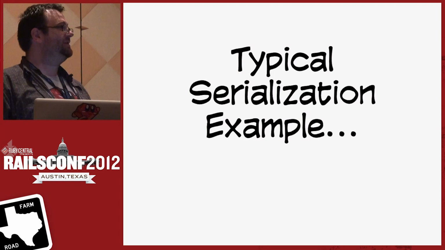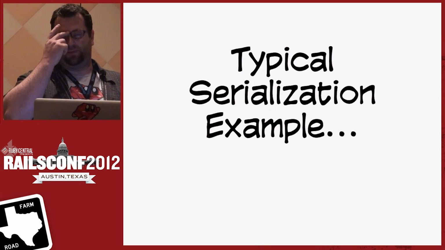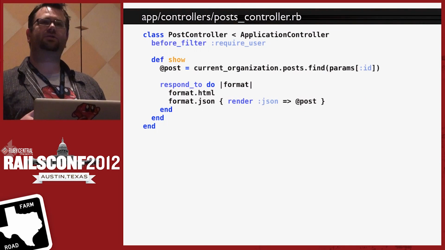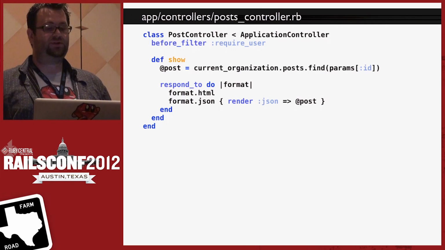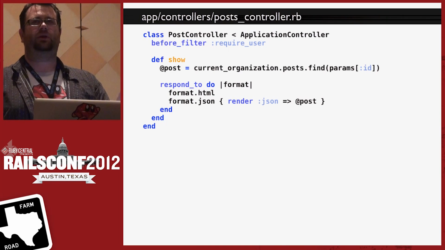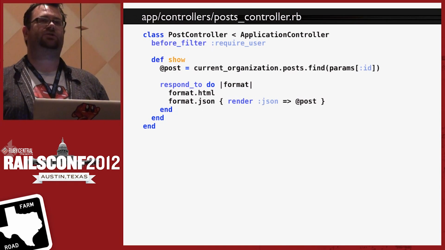All right, so let's look at another example. Typically, when people talk about presenters, serialization always comes up as well. So we look at our post controller. Again, we've got our current user. User has many posts. We're going to go ahead and show this post. And then if we're in the HTML format, we're going to let the template just use it. Otherwise, if we're doing JSON, we're going to actually render our post as JSON.